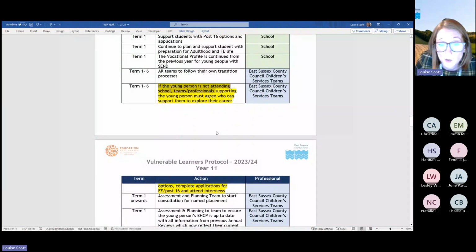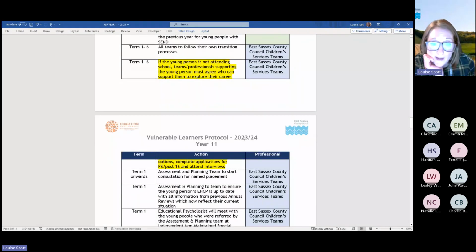If the young person is not attending school, teams of professionals supporting the young person must agree who can support them to explore their career options, complete applications for further education post-16 and attend interviews. So this is for East Sussex County Council Children's Services teams. So this is really important to know who is responsible for this.